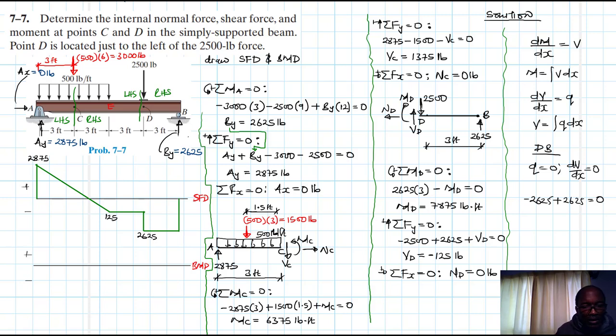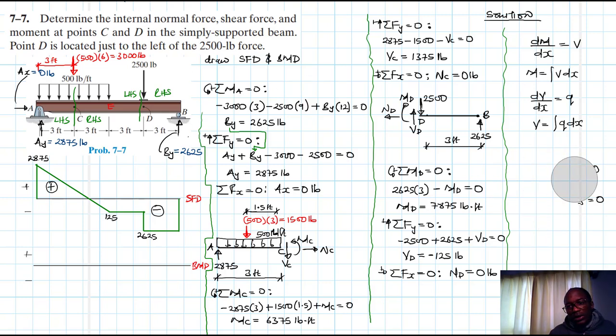Something like that. So this is positive and this is negative. So we've drawn the shear force diagram. What we need to do now is to draw the bending moment diagram. Okay, let's draw the bending moment diagram.